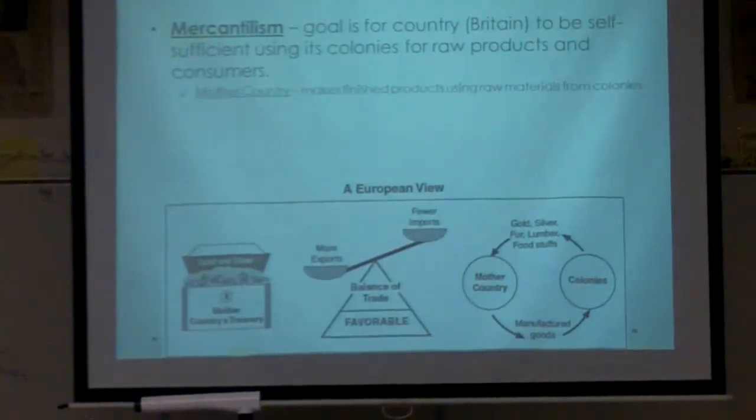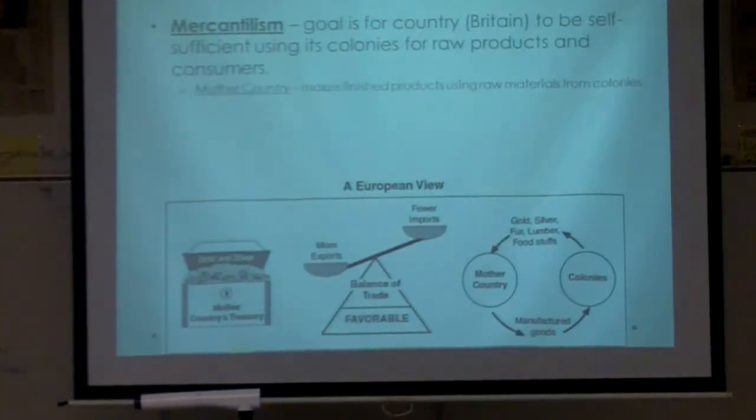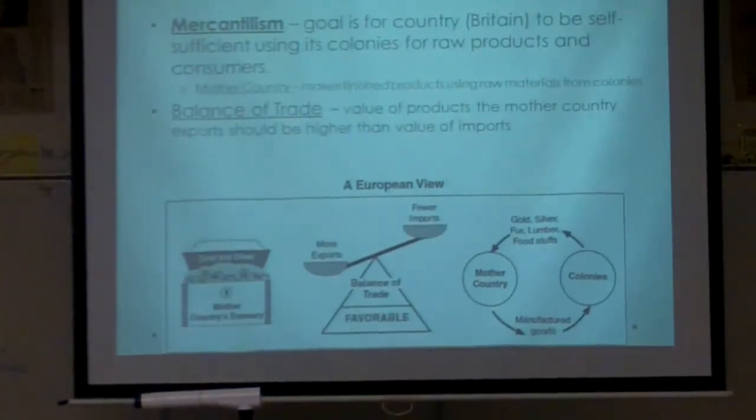For some, it was easier than others in the beginning. For Spain, they just basically got the gold and silver from the Indians that lived there. For England, it would be products like tobacco and other things produced along the way. But again, the balance of trade is supposed to be favorable to the mother country.